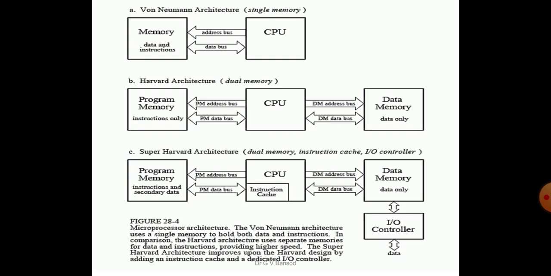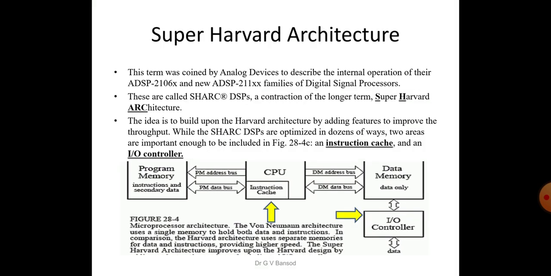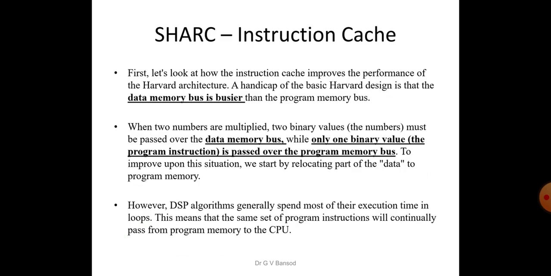When you introduce these two elements in the Harvard architecture, it becomes super Harvard architecture. This term was coined by Analog Devices, and it is also called SHARC, as I mentioned in the previous slides. Super Harvard: S for Super, H for Harvard, and ARC for architecture. So the idea is to build upon the Harvard architecture by adding features to improve the throughput. And how will the throughput be increased? By introducing two elements: the instruction cache and the IO controller.